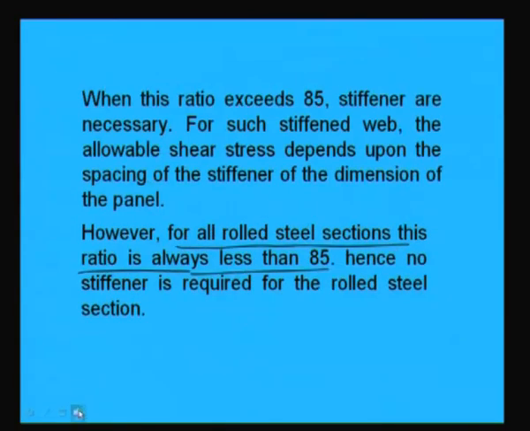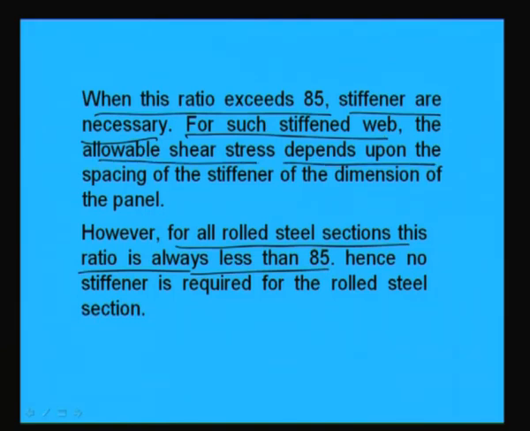But if we use a built up section, then we have to go for further calculation. When the ratio exceeds 85, stiffeners are necessary. In the case of built up sections, generally the ratio exceeds 85. So, in that case, what do we need? We need stiffeners. For such a stiffened web, the allowable shear stress depends upon the spacing of the stiffeners and the dimensions of the panel.